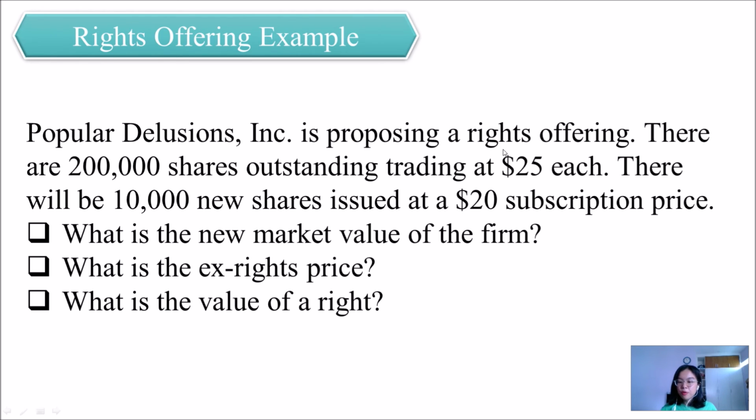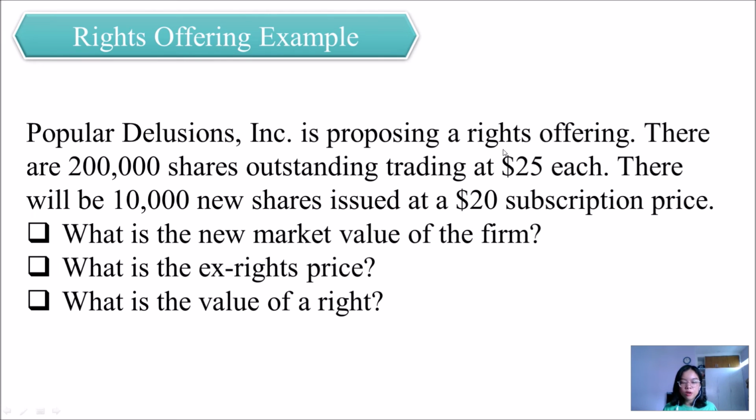To understand more about how the shareholder evaluates the price of the right in the company, we will look at this exercise as an example of a rights offering. So we have a Popular Delusions company proposing a rights offering. There are 200,000 shares outstanding trading at $25 each. There will be 10,000 new shares issued at a $20 subscription price. So the subscription price is the price required to buy a new share.